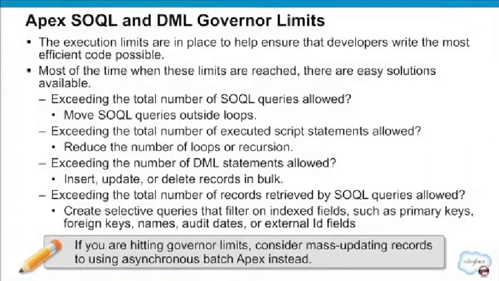In general, SOQL and DML with respect to governors: if you're exceeding the total number of SOQL queries, take a look at your loops. That's the number one problem that we see. If you're exceeding the total number of executed script statements allowed, reduce the number of loops or recursion. There's a trade-off that always exists between filtering out the records that you're seeking with a more complicated database query, as opposed to filtering out the records that you get back within your code by examining them.